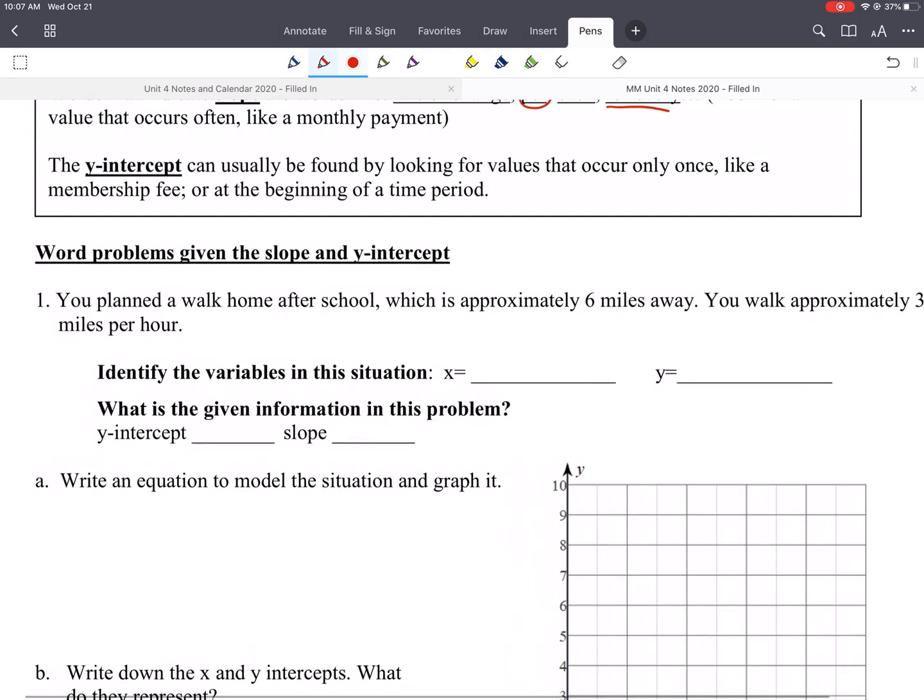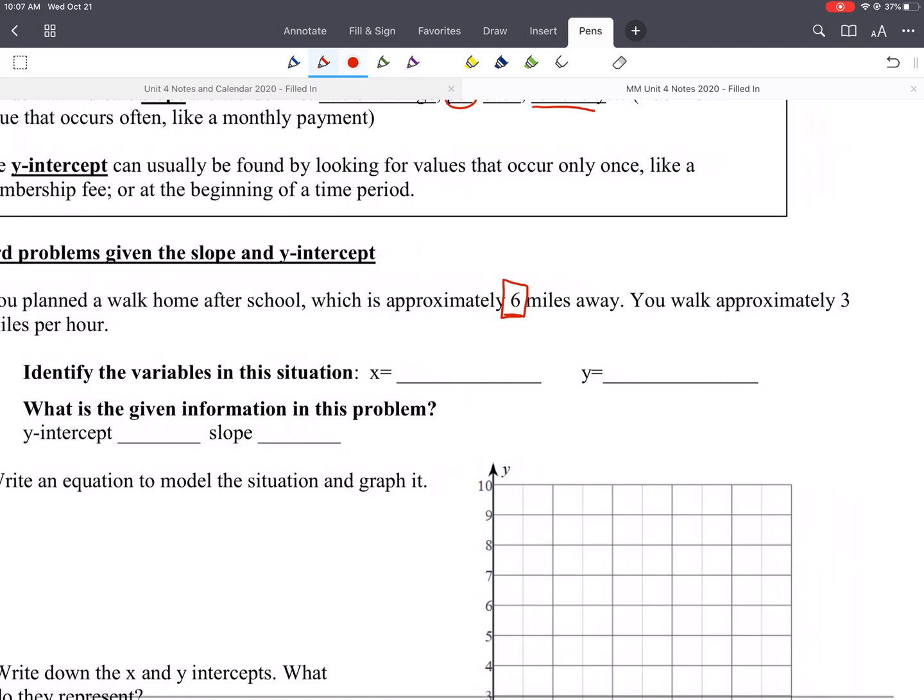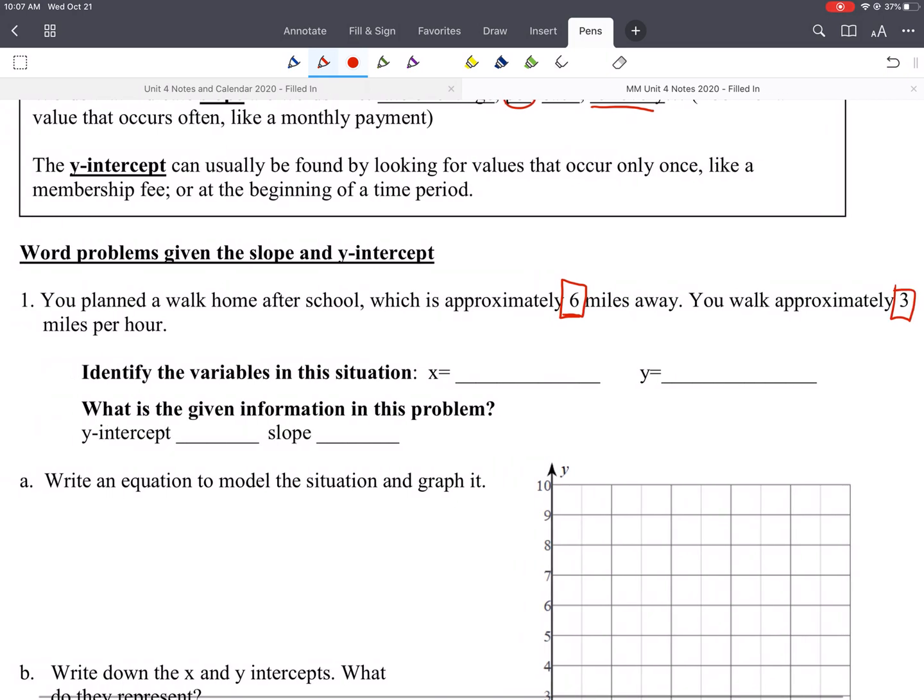You plan to walk home after school, which is approximately 6 miles away. So here's a number. It's probably important. And you walk approximately 3 miles per hour. Okay, so this is a rate. This is our slope. Per is kind of our keyword.